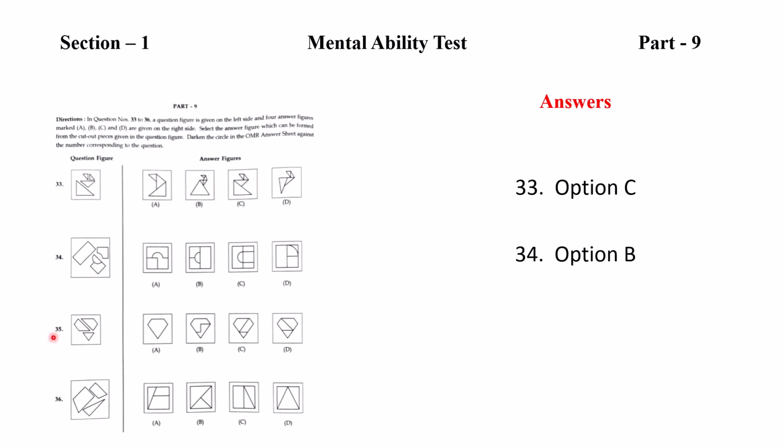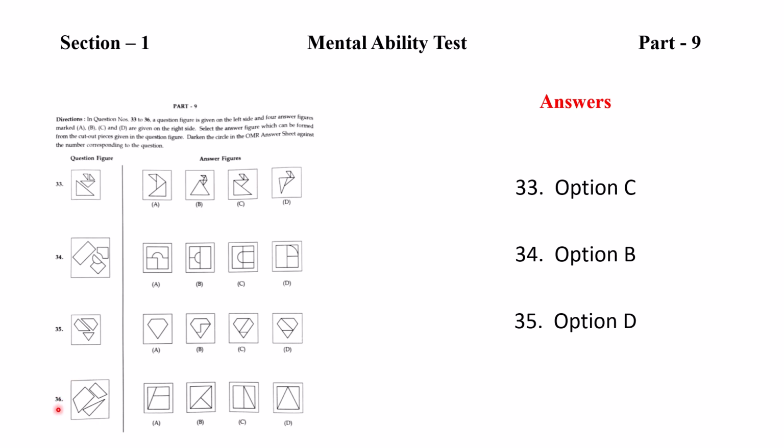Now coming to question number 35, this is very simple. We just need to arrange this one here and bring this one here. Then option D would represent the right figure. We can see that the clear dimension of this is as shown in the question figure. Therefore, option D would be the right answer.